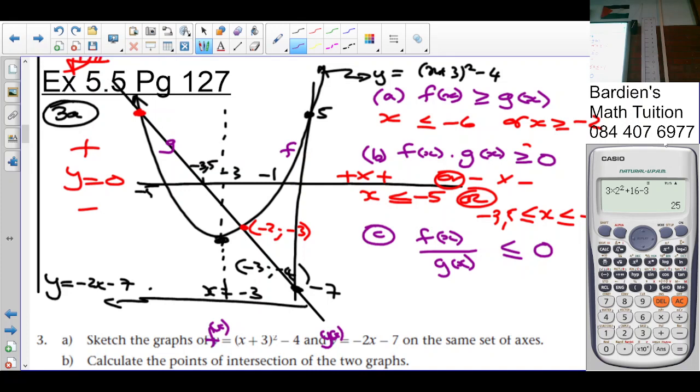So, looking at f of x over g of x, where that is less than or equal to 0. What does less than or equal to 0 mean? It's negative. Under what condition when you divide two numbers will it be negative? Positive divided by negative, or negative divided by positive. So in other words, it is where the one graph is above the x-axis and the other one must be below the x-axis. Not so. One must be above and one must be below.